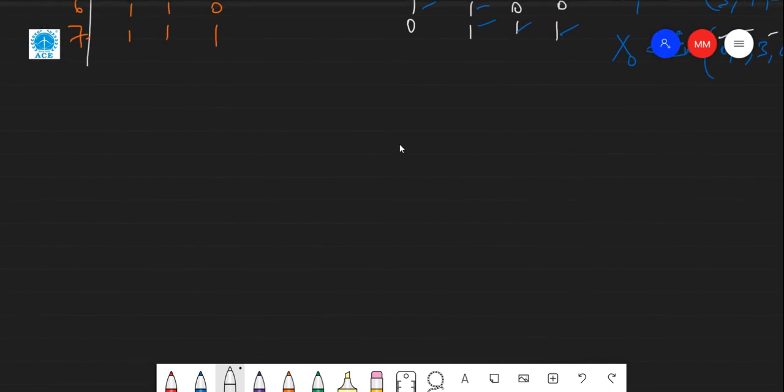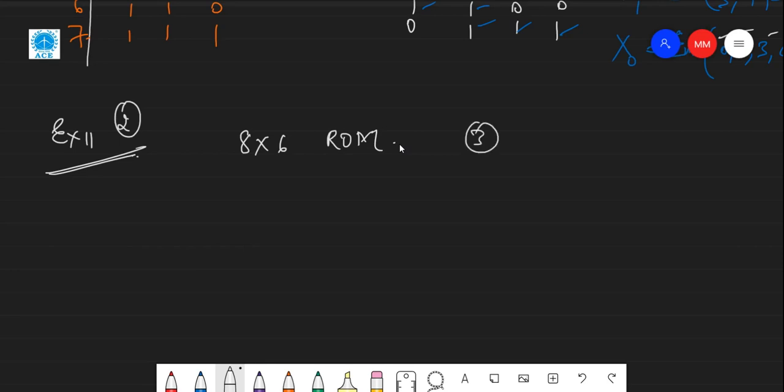So let us see another example. Example 2. In this case I would like to take an 8 into 6 ROM. Presently I am taking basic examples, that is 3 address lines. 8 means 3 only, right? Which is nothing but 8 is equal to 2 to the power of k. Now what is the value of k? k equal to 3. These are the address inputs.